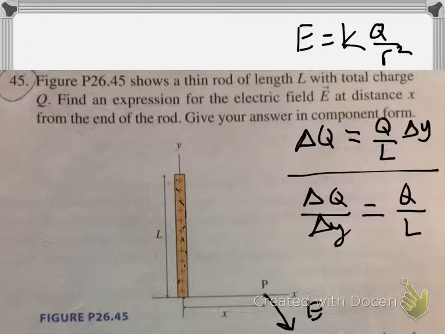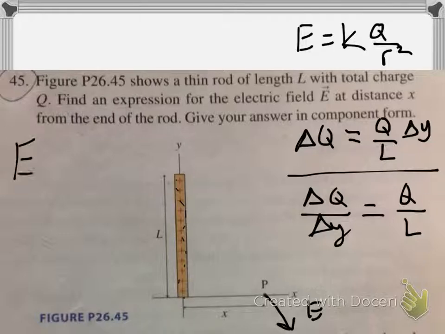So I'm taking the smallest density I can find from delta Q over delta Y, and I'm setting that equal to the overall charge density Q over L. That gives me that statement. Then I work up to the statement delta Q equals Q over L times delta Y. So we now have a good representation of our charge. Well, I just need to fit that into my equation, right?